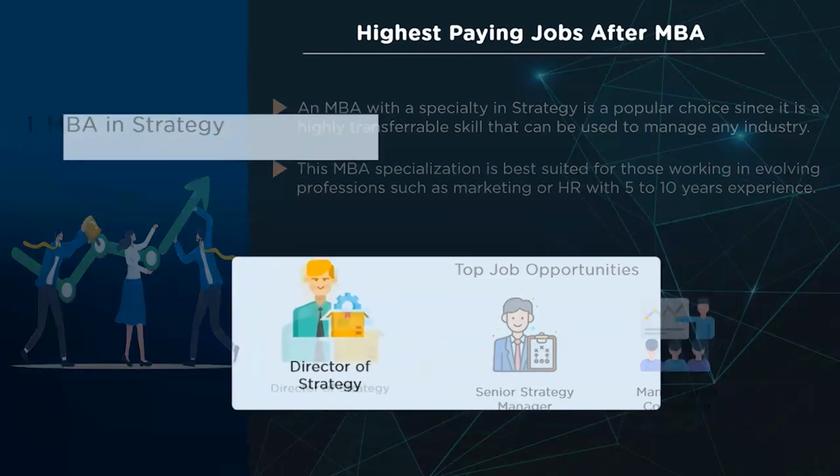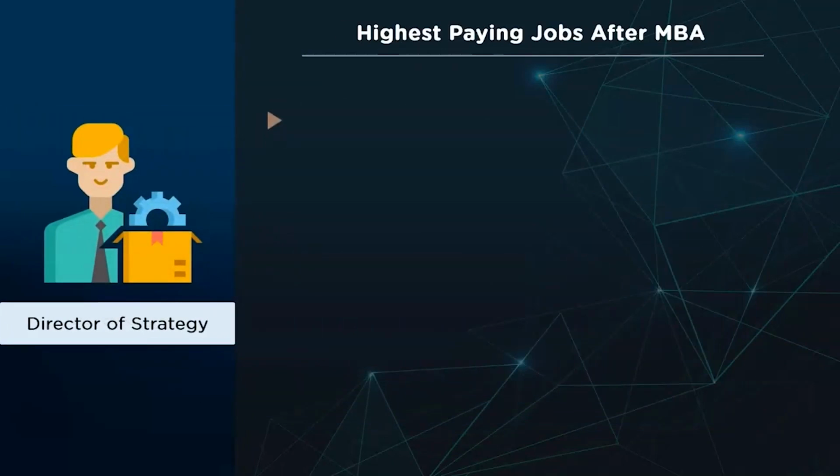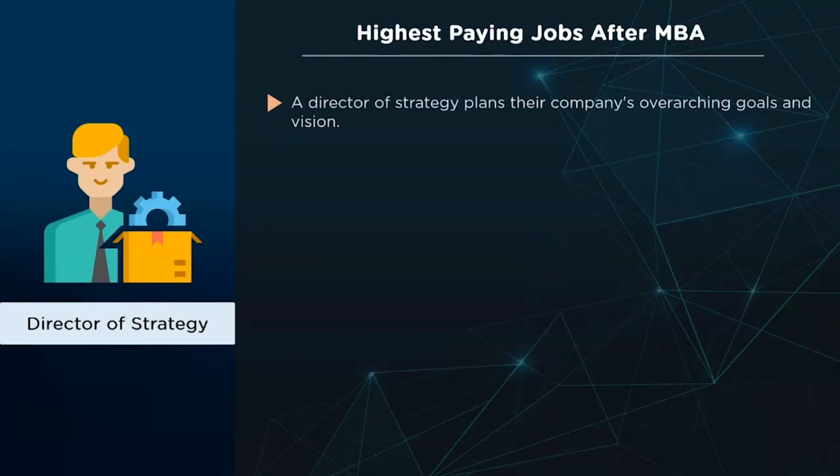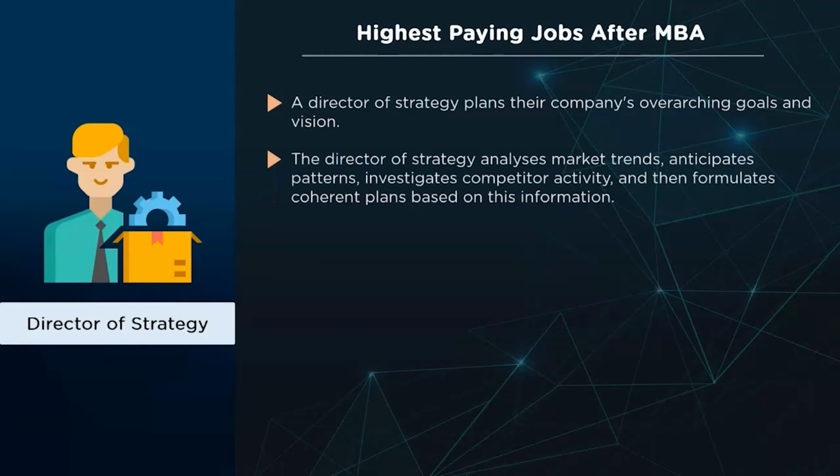We'll begin with Director of Strategy. A Director of Strategy plans the company's overarching goals and visions. As a strategy director, your job will be to identify dangers and identify exceptional business opportunities. You'll assess market trends and competitors, develop manufacturing and marketing plans, and keep track of regulations governing the company's operations.